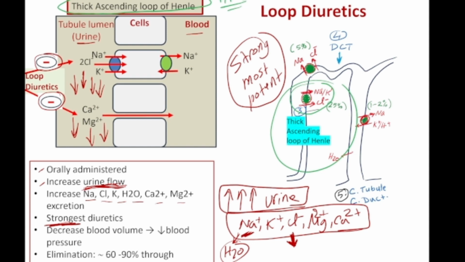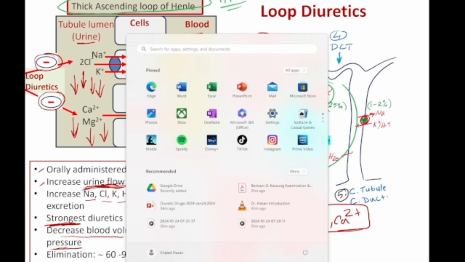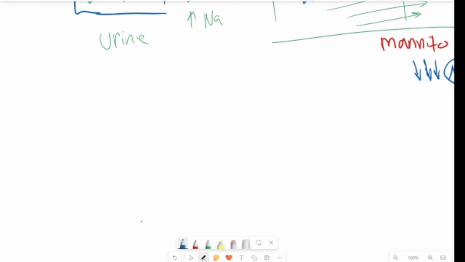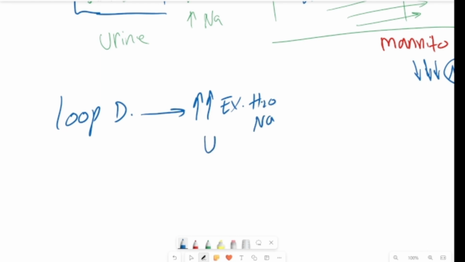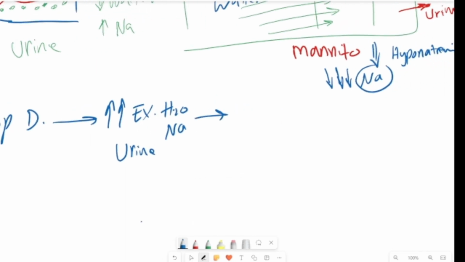This medication decreases blood volume, and this will lead to decreased blood pressure. I hope this makes sense for you. When loop diuretic is prescribed to your patient, it will increase excretion of water and sodium in the urine. That will lead to decreased blood volume. The result will be decreased cardiac output.